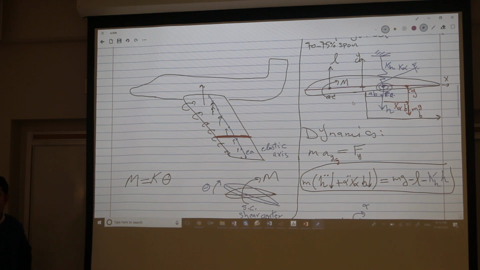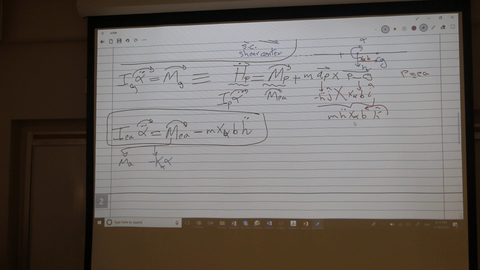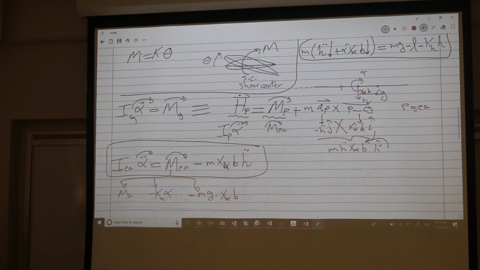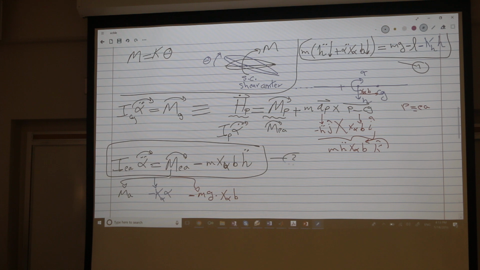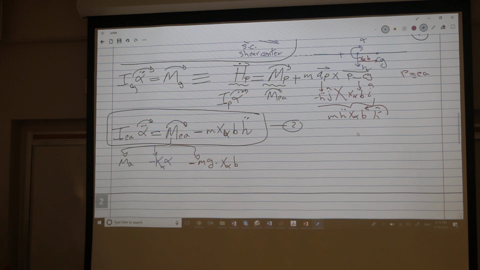What else? Any other moment? Gravity. The gravity, there is an offset, right? And this moment will be positive. So this guy, we have minus mg, here is the gravity, times the distance, which is x alpha b. Okay. So we have two equations of motion, 1 and 2, and we want to study the stability.